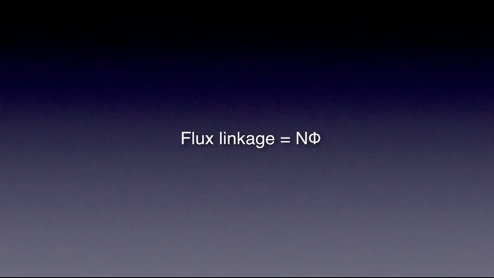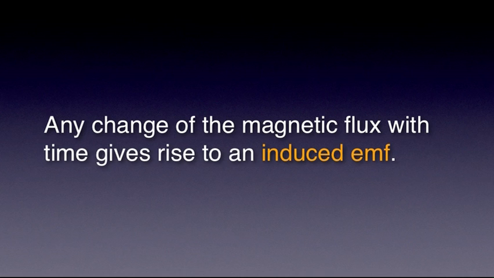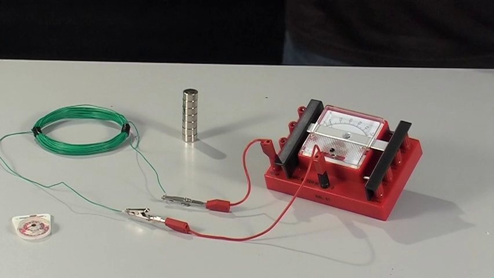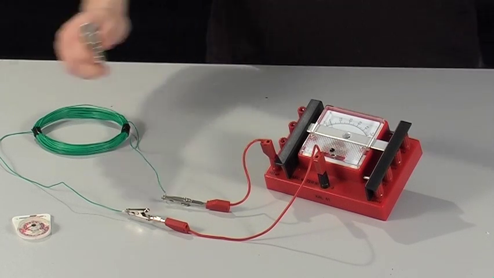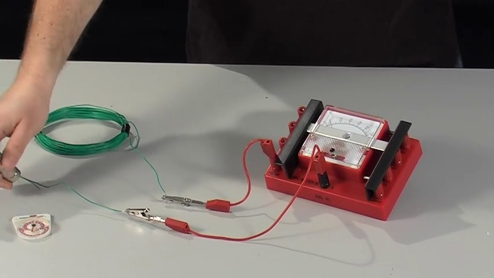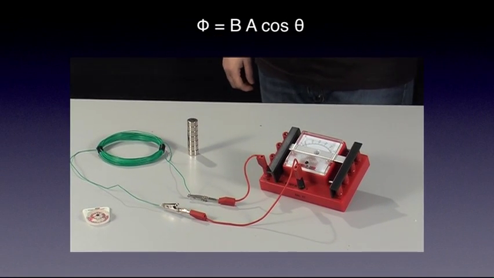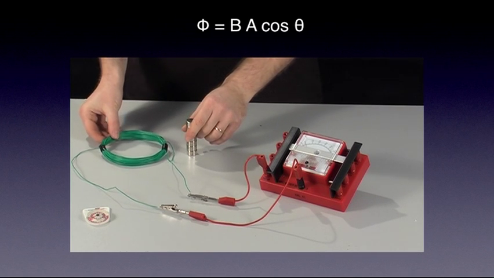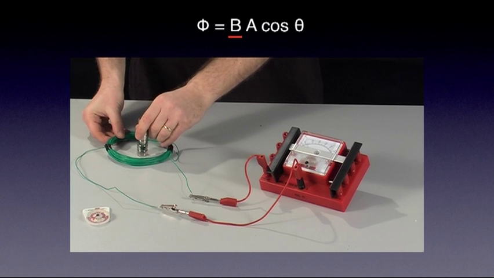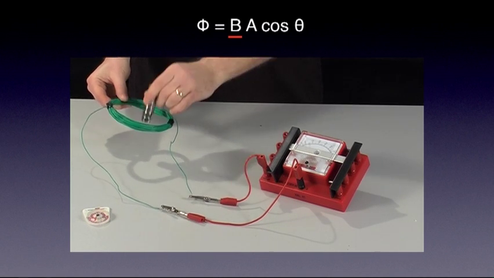When dealing with a coil with n turns, the product between n and the magnetic flux through one loop is called magnetic flux linkage. Experimentally, it has been found that any change of the magnetic flux with time gives rise to an induced EMF. In the following demonstrations, I am using a set of strong neodymium magnets. The definition of magnetic flux suggests that there are three ways of producing an induced EMF. 1. By varying the magnitude of B with time.